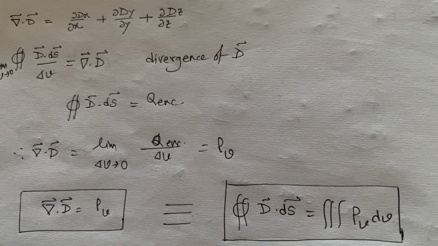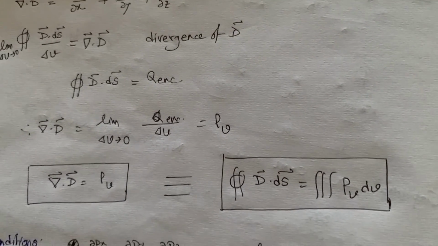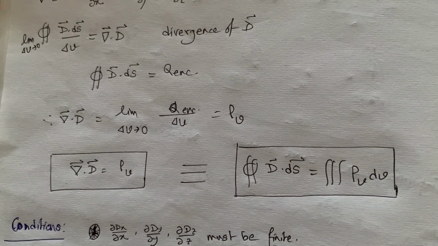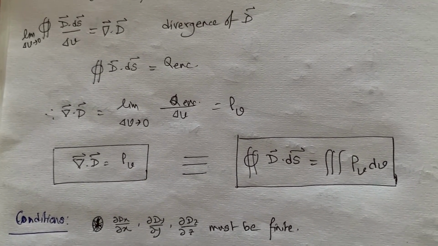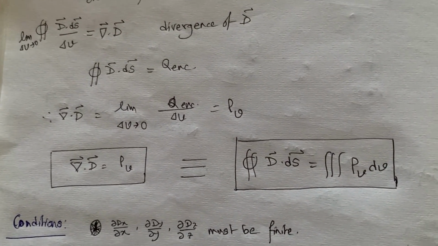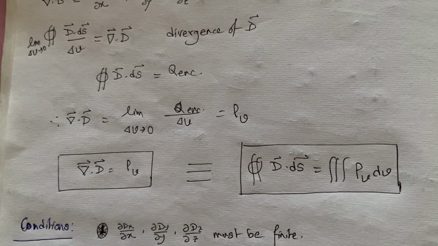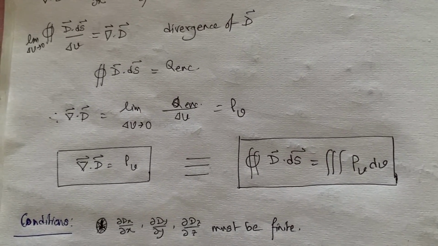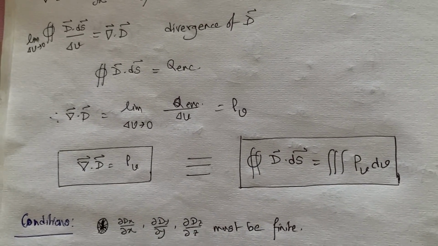And I just want to mention that the partial derivatives, that is del/del x of Dx, del/del y of Dy, and del/del z of Dz, must be finite, and those derivatives must exist. Otherwise, this differential form of Gauss's law won't be valid. If we want this differential form of Gauss's law to exist, then we must have finite non-zero values of these derivatives.